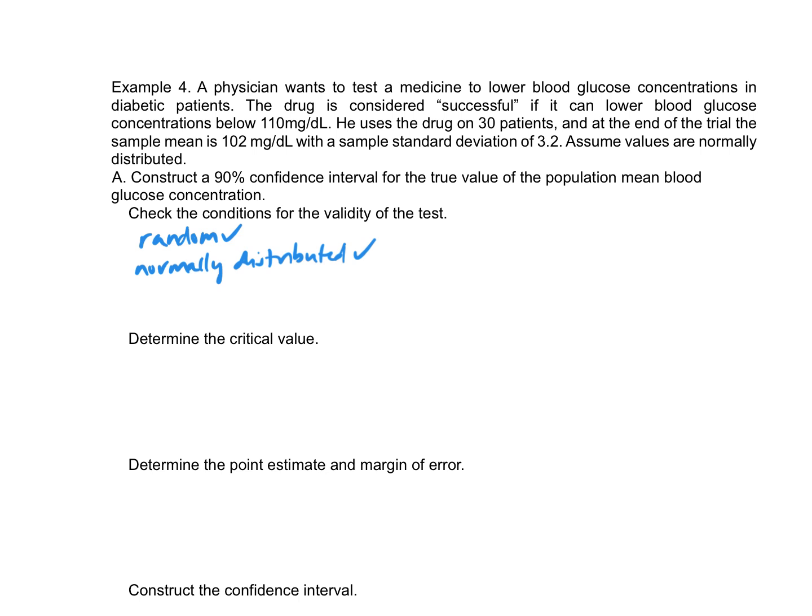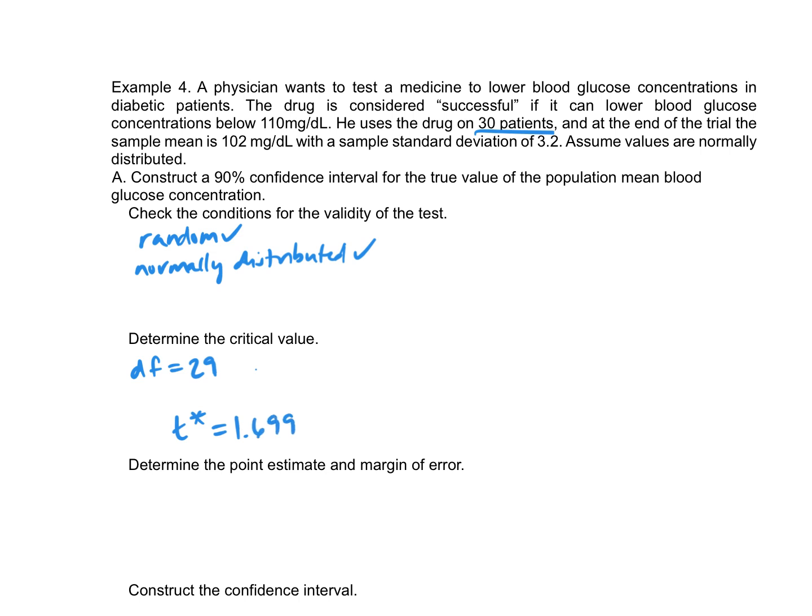Okay, so what is my critical value? My degrees of freedom are 29. So therefore, T star is, at 29 degrees of freedom and a 90% confidence level, 1.699.